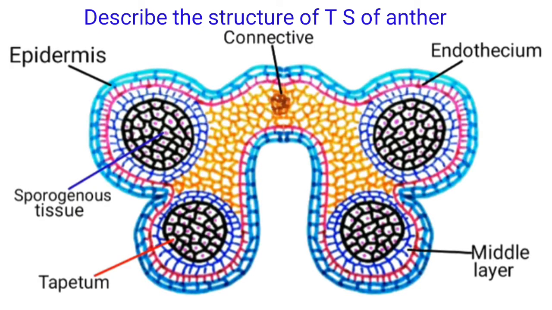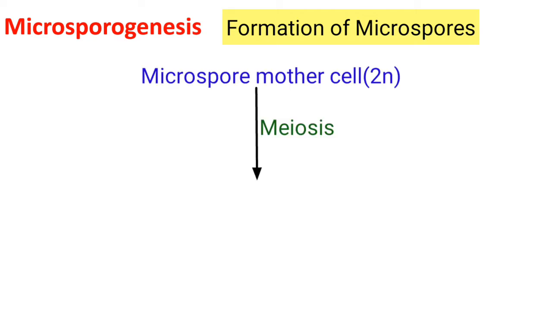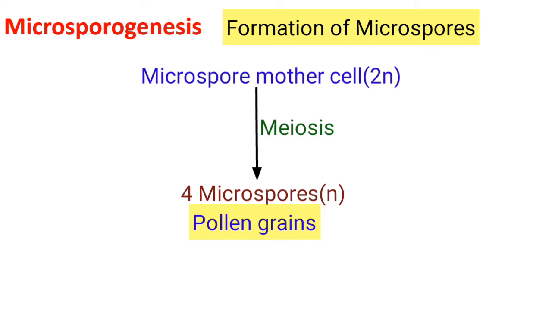Or there can be a question: describe the structure of TS of anther. So this is the structure, and the points will be epidermis, endothecium, middle layer, tapetum, sporogenous tissue, connective. Or there can be a diagram, that is figure number 1.4, dehiscent anther. This question can be framed: what is microsporogenesis? It means formation of microspore. Here microspore mother cell undergoes meiosis to form four haploid microspores, that is pollen grains.